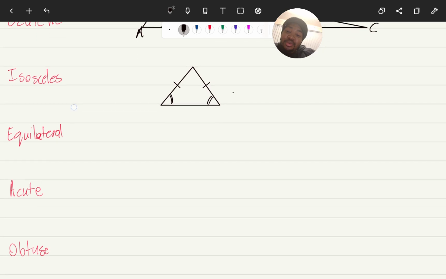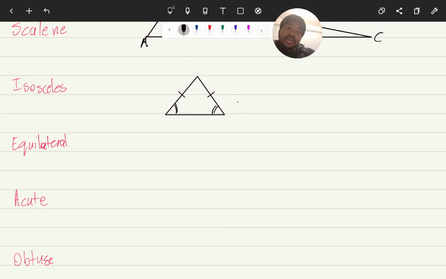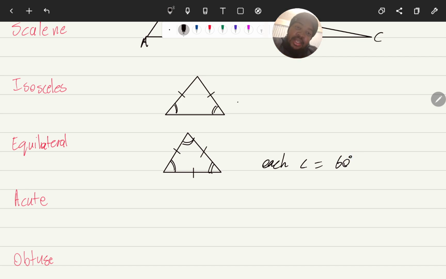Then we have an equilateral triangle, where every angle is equal and every side is equal. So here you'd have something like this: 1, 2, 3. All these sides are equal, and all these angles are also equal, implying that each angle is equal to 60 degrees, because 60, 120, 180 degrees makes the angles of a triangle.